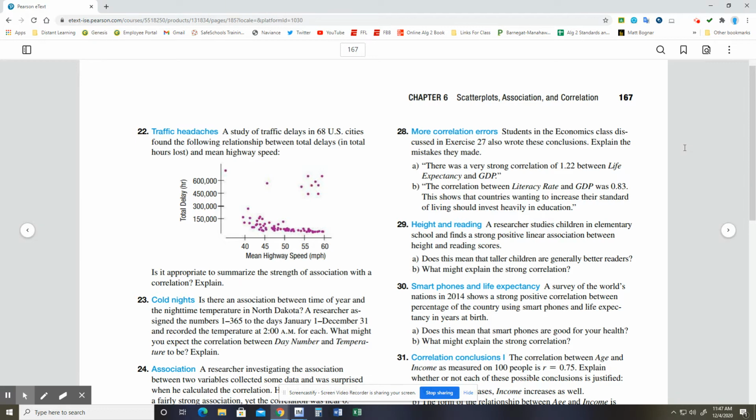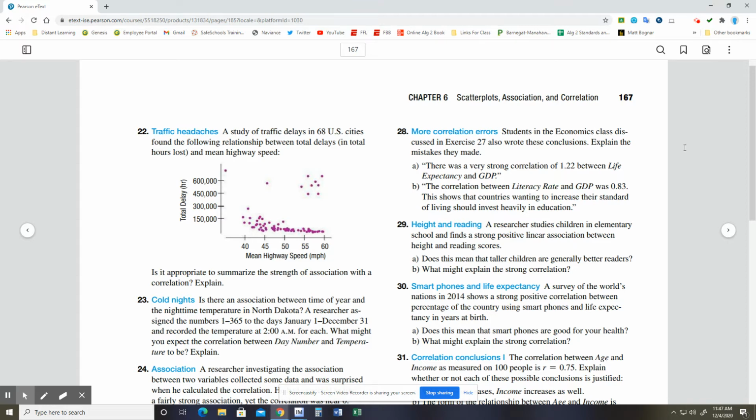Storks do not bring babies. I've mentioned that in the past. I don't think I've mentioned it in regards to our lessons recently, but you can have a strong correlation between the number of storks increasing and the number of babies being born, but that does not mean that one caused the other.